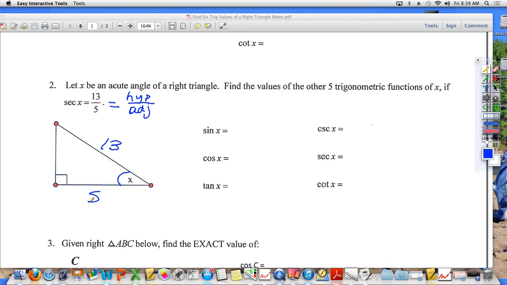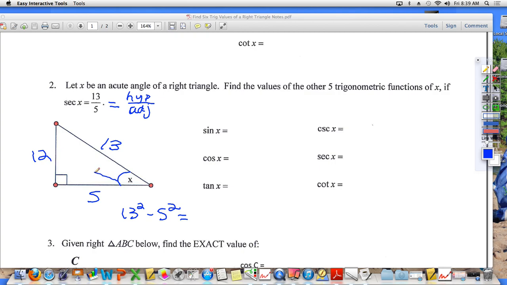Pythagorean theorem tells us that we need to take 13 squared, 169, minus 5 squared. So we have 169 minus 25, which is 144. So that'll be 12. Am I right, guys? Yes. So we're going to end up with 12. What is the sine of X?